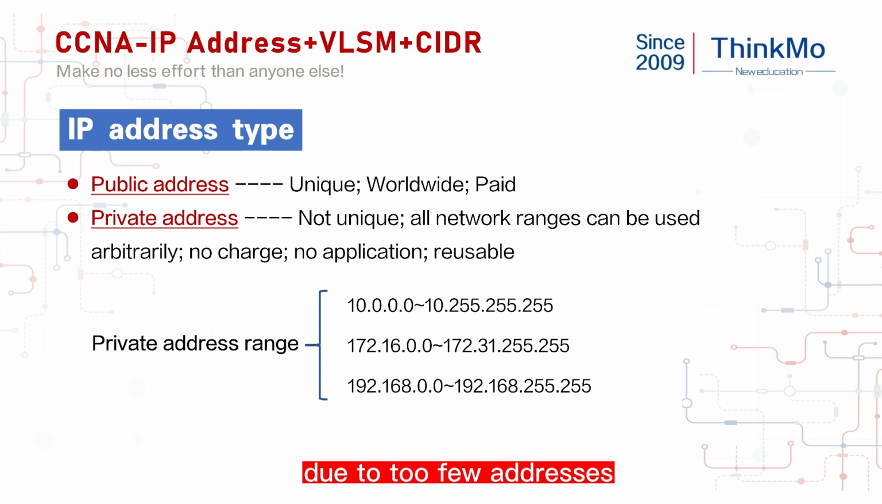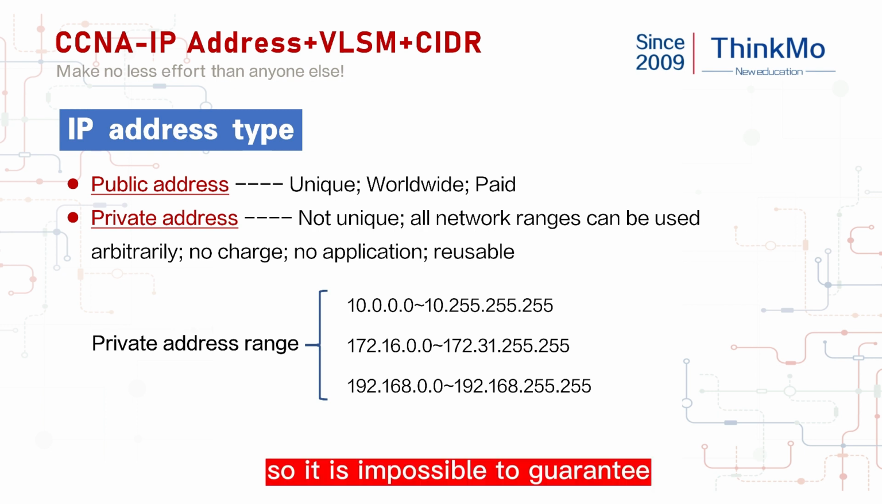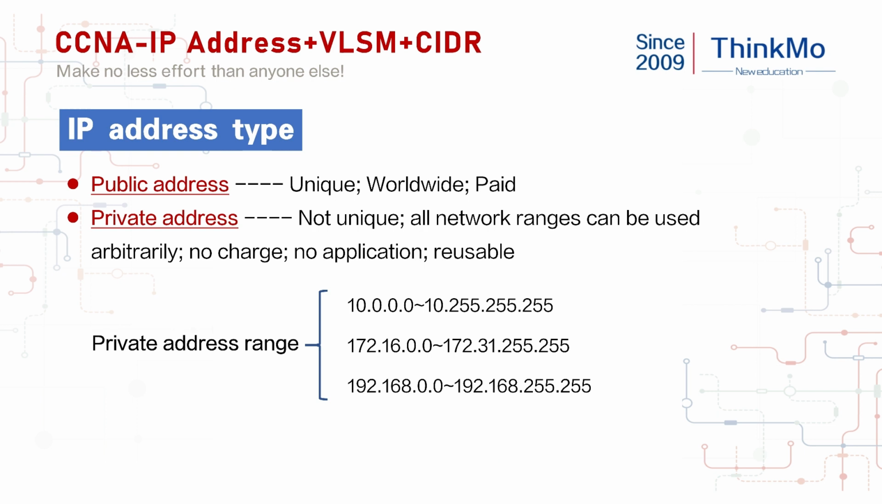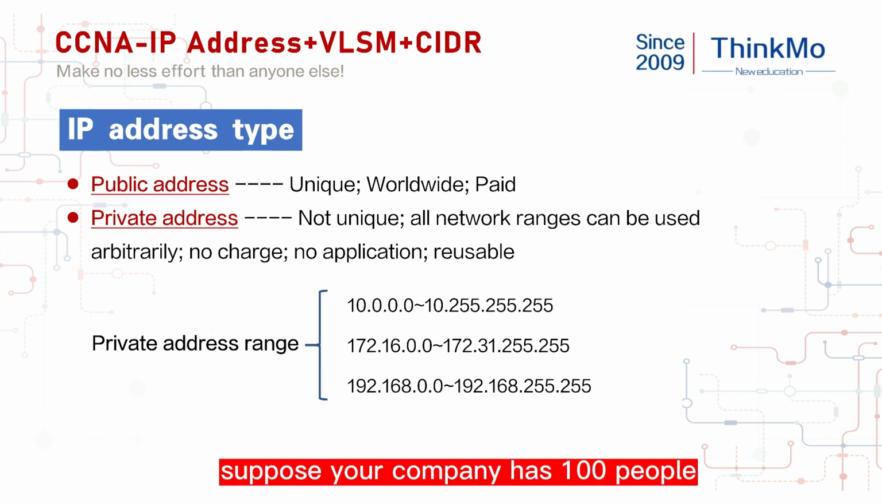Due to too few addresses, it is impossible to guarantee every device in the world, every interface, uses a public network. It is definitely not enough. Suppose your company has 100 people. You need to apply for 100 official public addresses.